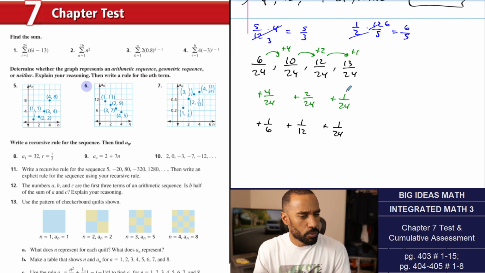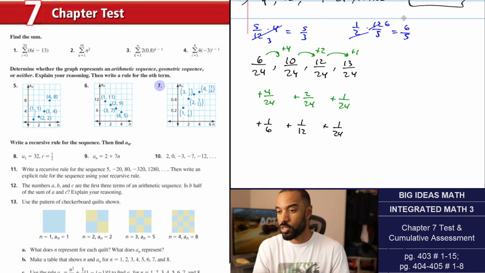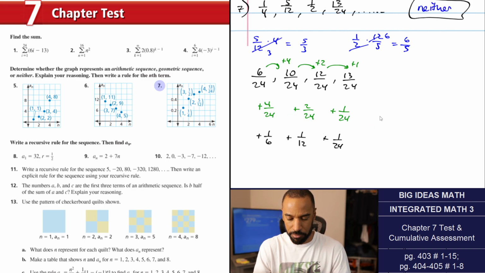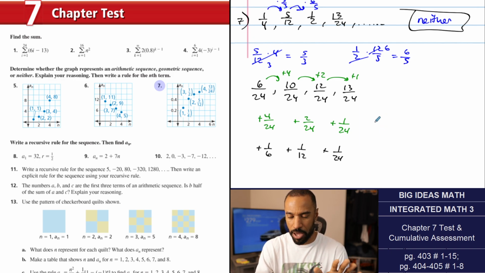Are we supposed to be writing the rule even if it's not? Oh, I didn't even move this to 7. I apologize. Are we even writing a rule? Write a rule for the nth term. Yeah, even if it's not that. So let's go off that there. It's not a common difference, but it's adding something that seems to show a pattern.